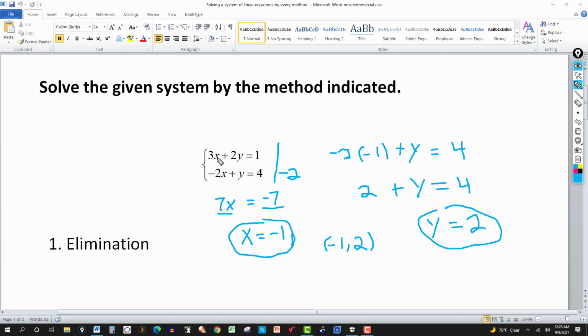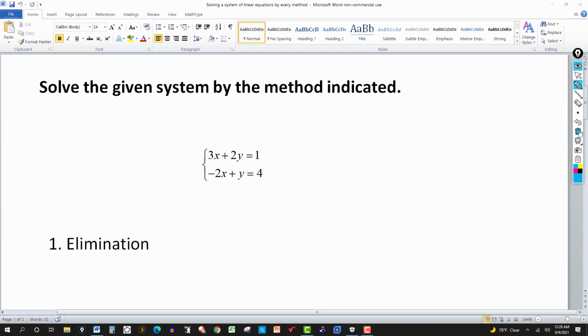Negative 1 there with the x for the first one is negative 3. Y there is 2. That'd be 2 times 2 is 4. Minus 3 and 4 is 1. Checks. Minus 1 times minus 2 is 2. And a 2, that's 4. That checks. Now, you can get the value of y by elimination. Here I got the value of x by eliminating the y, and then I plugged in. But you could have done it this way and said, let's cancel the x.